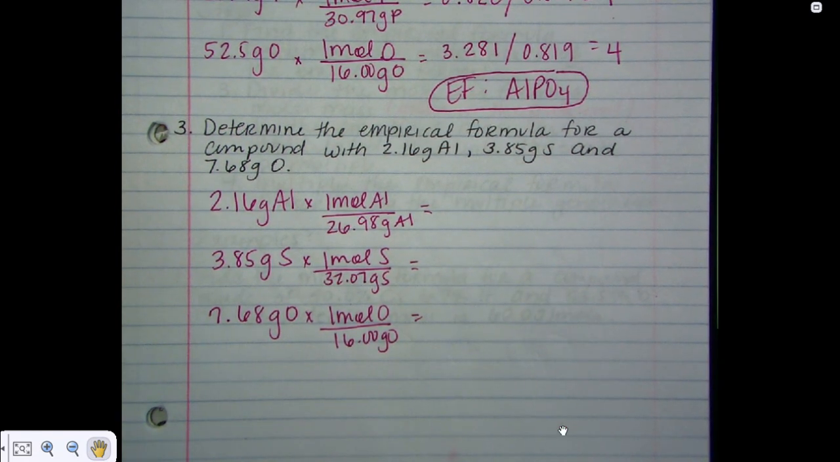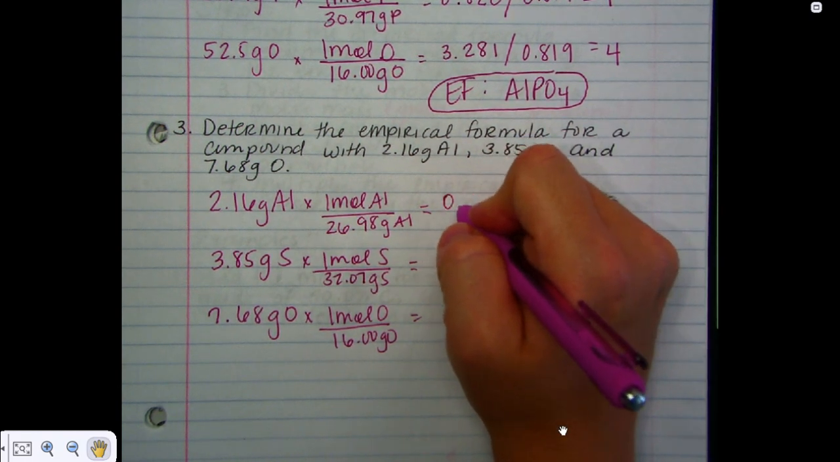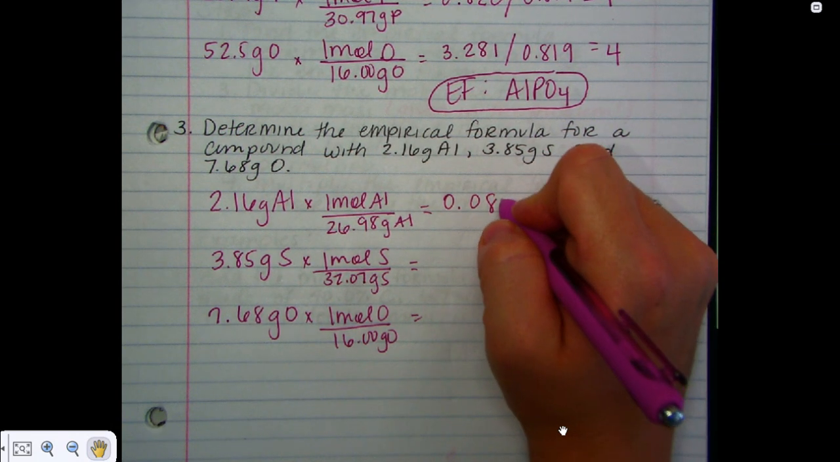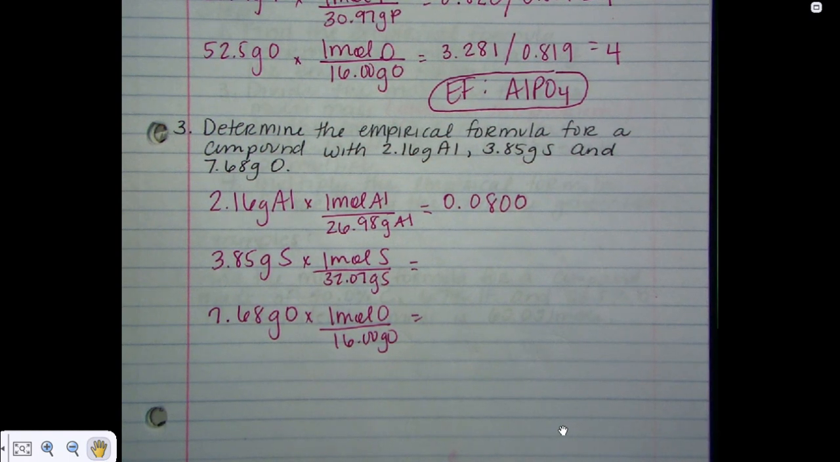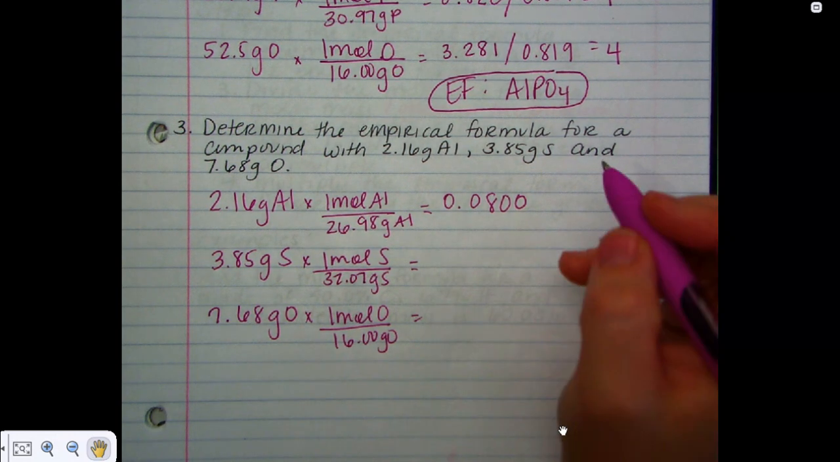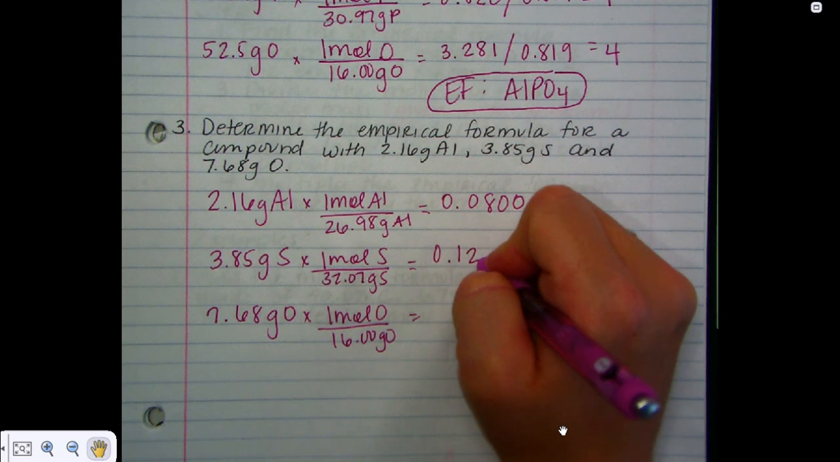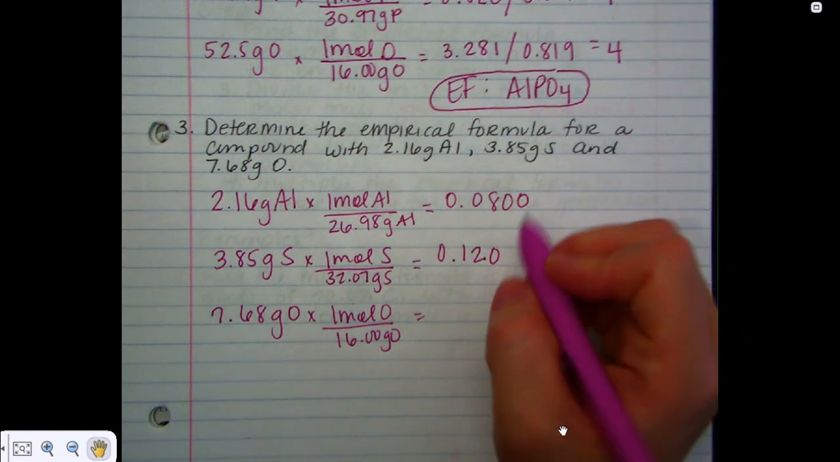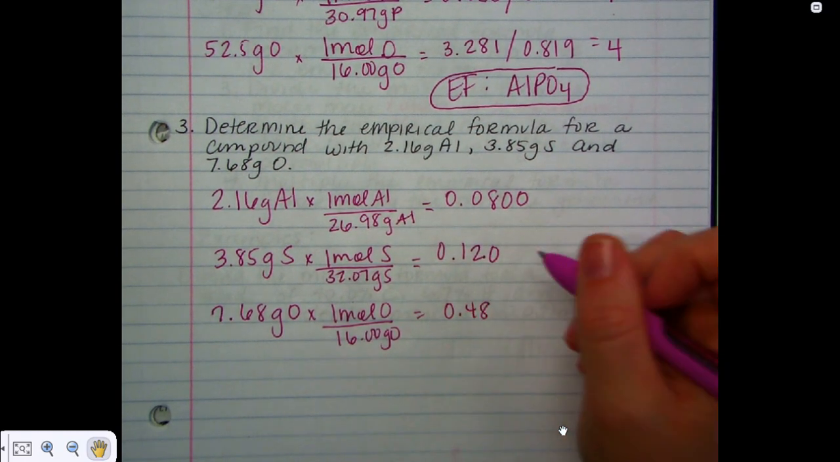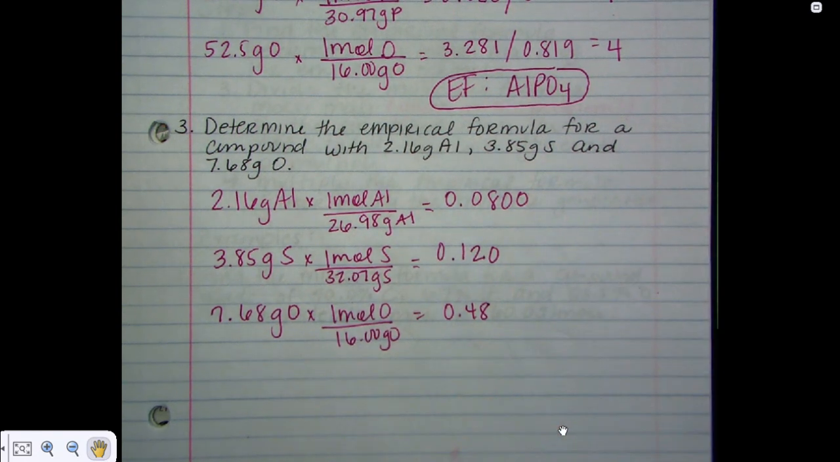All right, 2.16 divided by 26.98 gives me 0.0800. I'm going to go an extra place just because of that leading zero there. It's probably okay if I don't, but erring on the side of caution. 3.85 divided by 32.07, 0.120, and 7.68 divided by 16.00, 0.48. And that comes out even, so I can just leave it that way, or I could throw a 0 on the end.